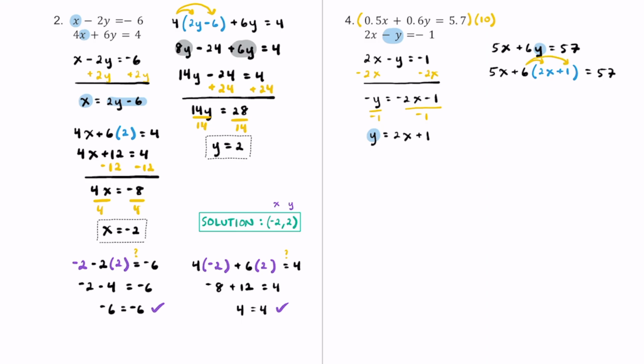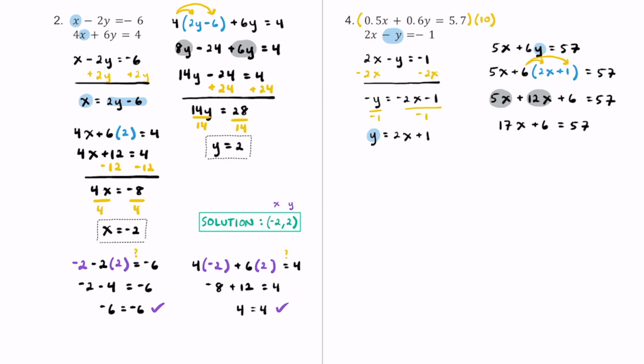So we have this 5x, and then 6 times 2x, that's going to equal 12x. And then 6 times 1, that's going to equal 6, and that'll equal 57 on the right side. Combining some like terms here, we have 5x plus 12x, so 5 plus 12 is 17, add their coefficients, so we have 17x plus 6 is equal to 57.